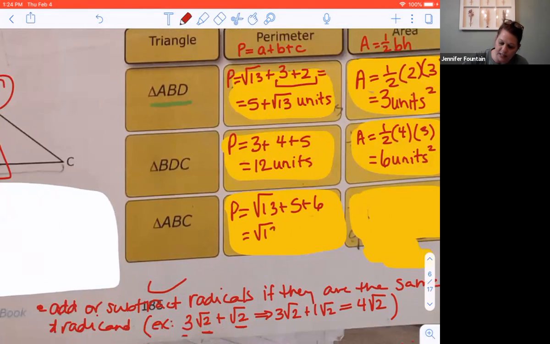Okay, so now we have the square root of 13 plus 11. Or you could write that, and if you want your number first, 11 plus the square root of 13. Again, it doesn't really matter. Same thing.